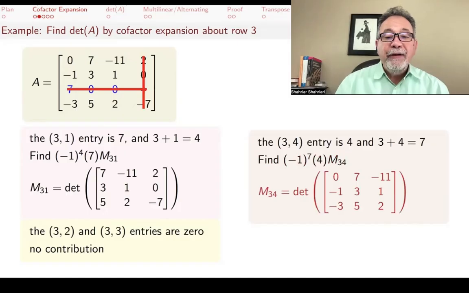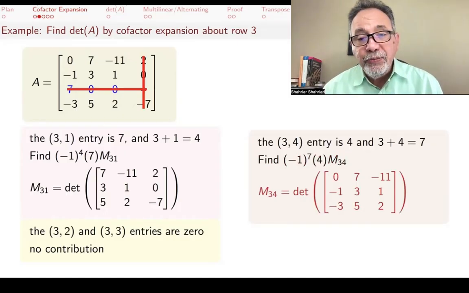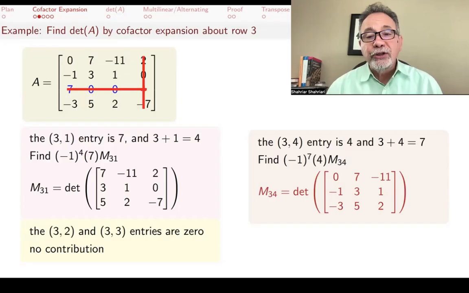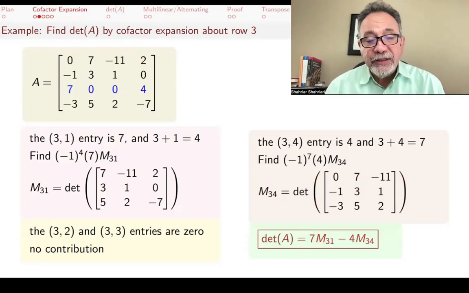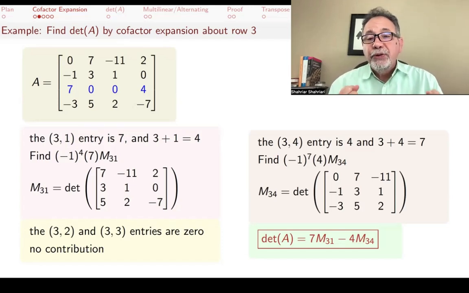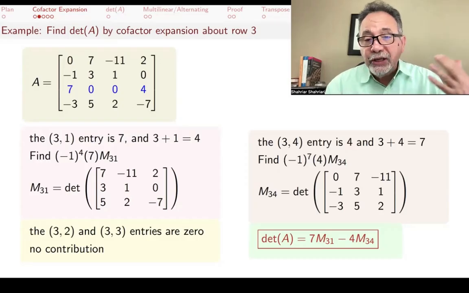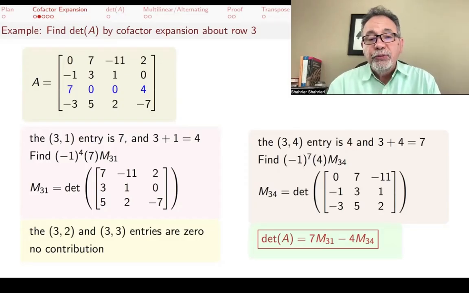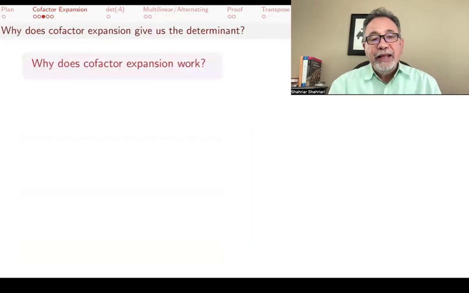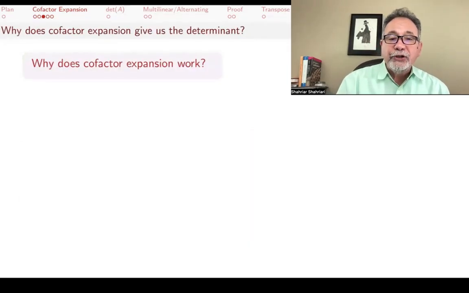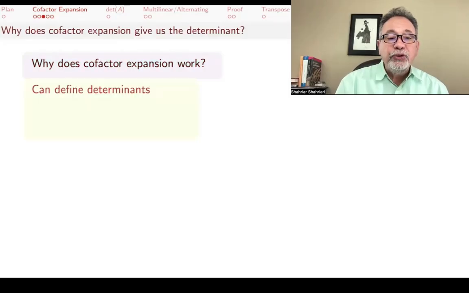What is M34? M34 is the determinant of the remaining matrix when I get rid of that row and column. So that's the matrix 0, 7, -1; 1, -1, 3; 1, -3, 5, 2. So the determinant is going to be 7 times M31 minus 4 times M34. I didn't finish it. You can finish that yourself. But again, how do you find the determinant of those 3 by 3 matrices? You could use other methods. You can use elementary row operations to find determinants, but you could also use cofactor expansion if you like. Our main aim in this lecture is to show you why cofactor expansion works. And that really depends on how you define determinants.